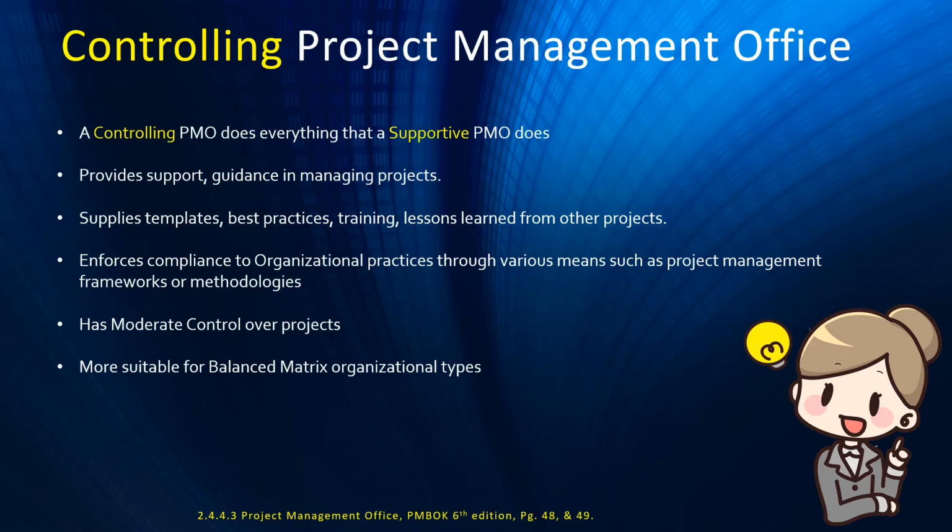So, for example, if you have a gate process that you have to follow through, and you don't follow that gate process, the supportive PMO is not going to stop you from going forward with your project. But the controlling PMO can actually intervene and say, no, you have to follow the process, otherwise you can't go through the following gates. So they do have moderate control over projects, and that is one distinct difference between supportive and controlling PMO. Controlling PMOs are mainly suitable for balanced matrix organizational types. Alright, so let's look at the next one.